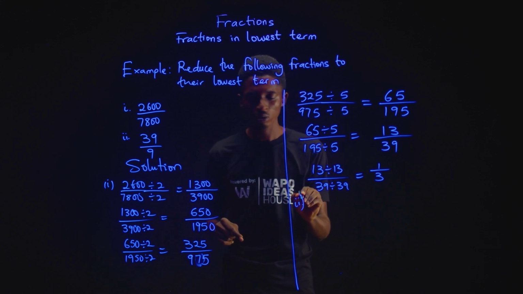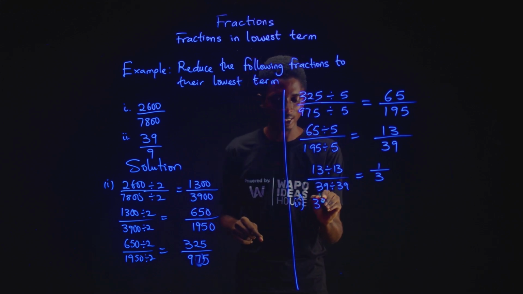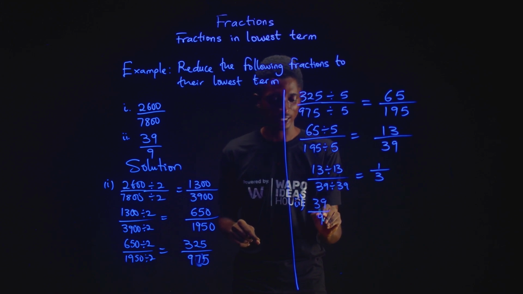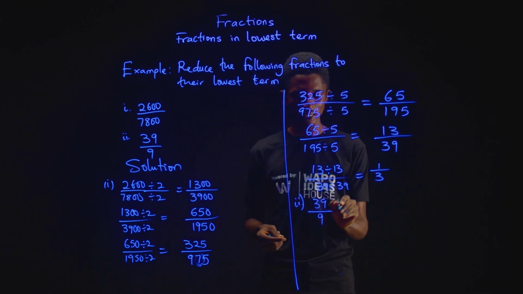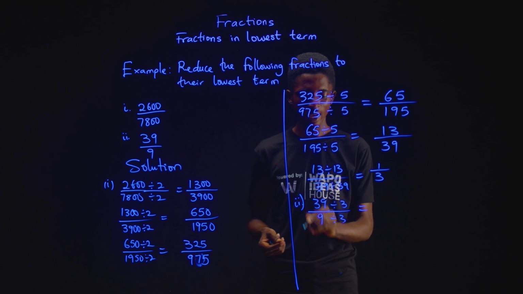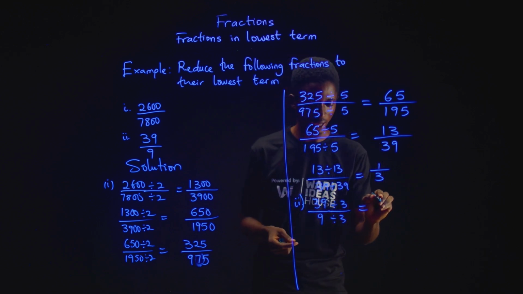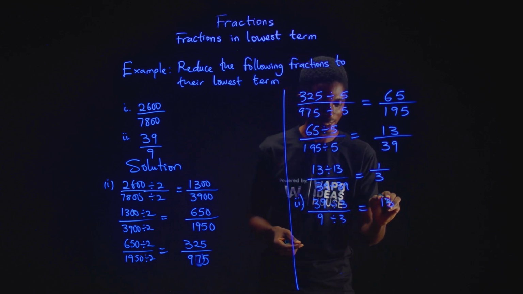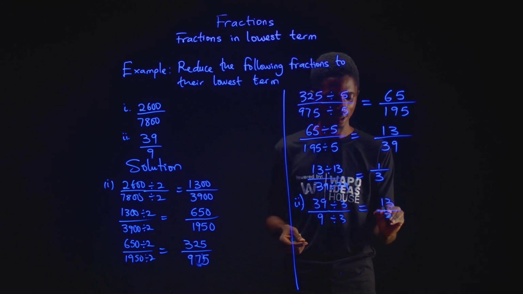For question 2, we have 39 over 9. And when we look at this, a common factor is 3. So divide this by 3, divide this by 3 as well. And then 3 in 39, we have 13 over 3.